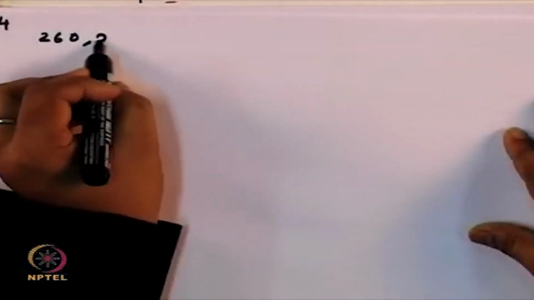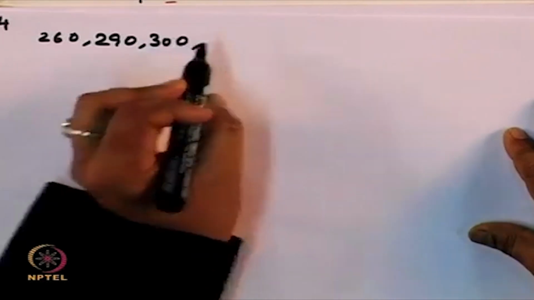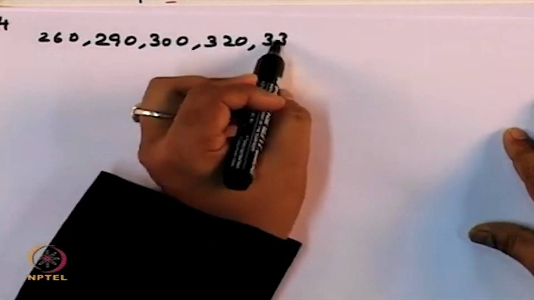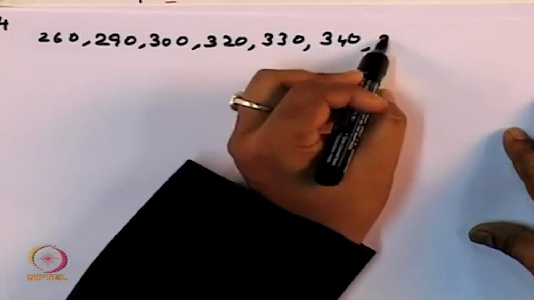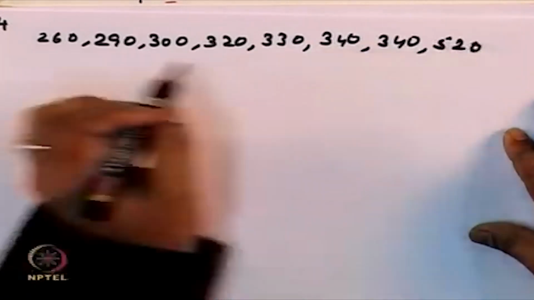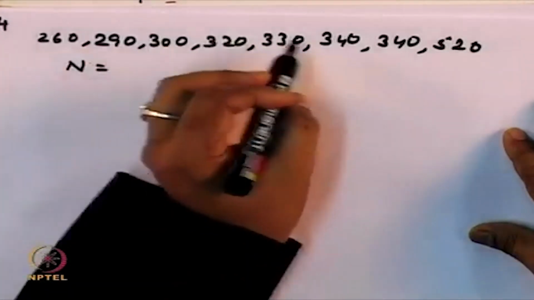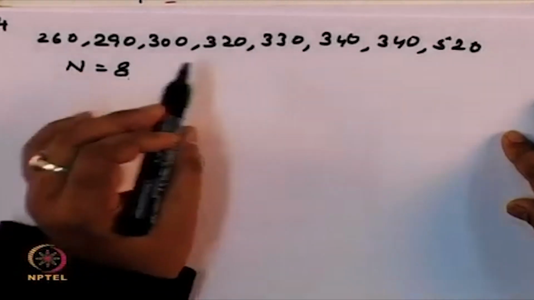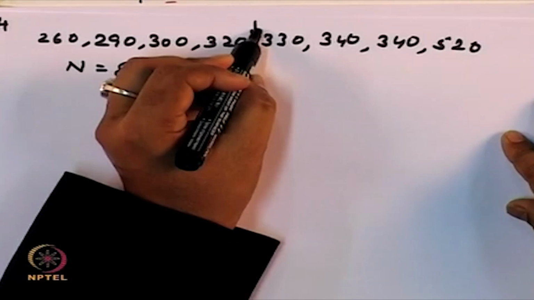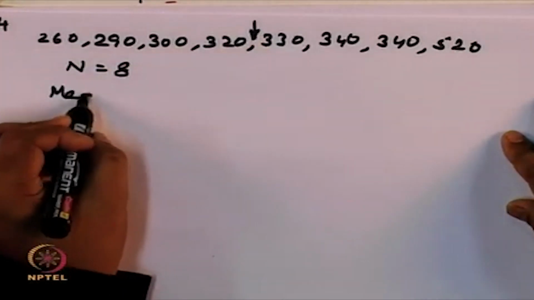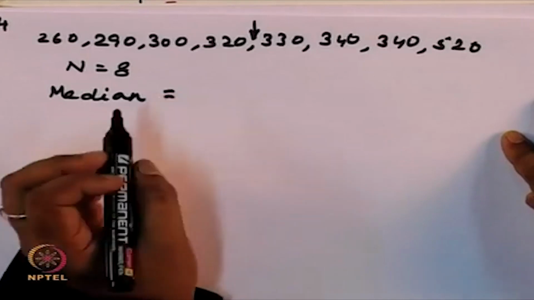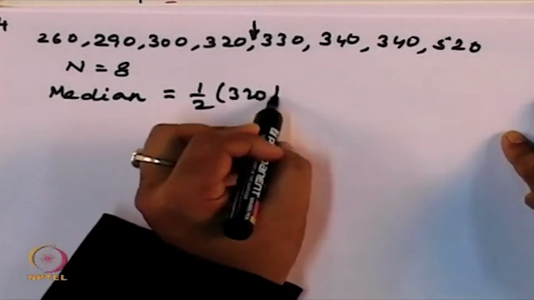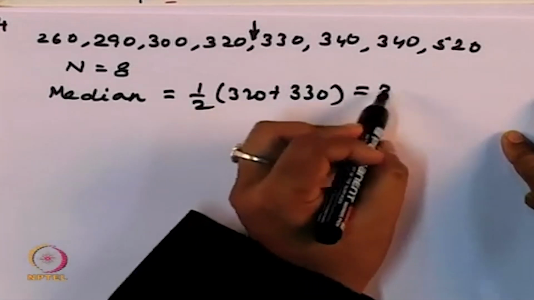But let us do our necessary calculations once again. I have 260, 290, 300, 320, 330, 340, 340, 520. My total number of measurements is 1, 2, 3, 4, 5, 6, 7, 8, so N is equal to 8. My median position is somewhere here. The median value will be half of 320 and 330, which is 325.